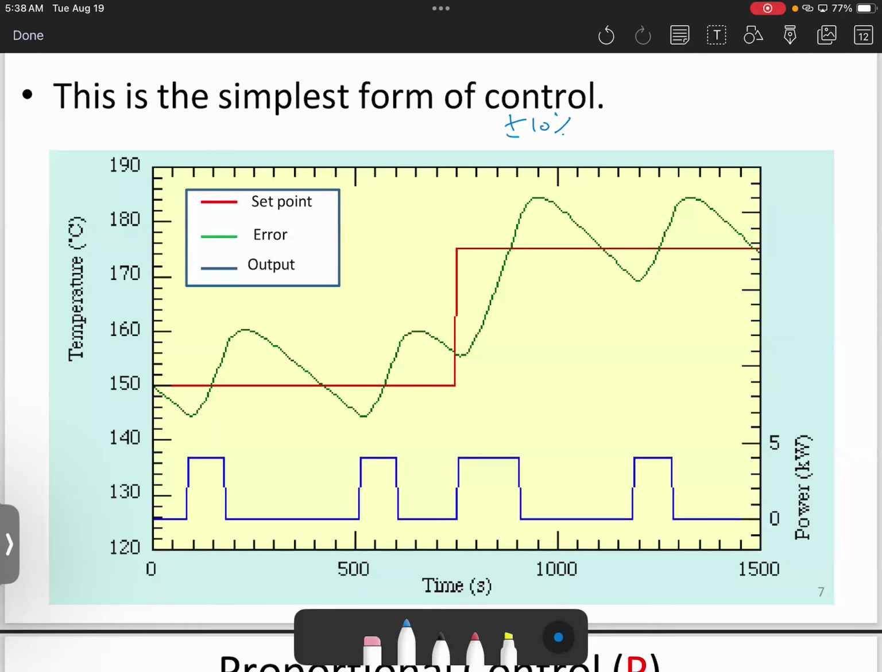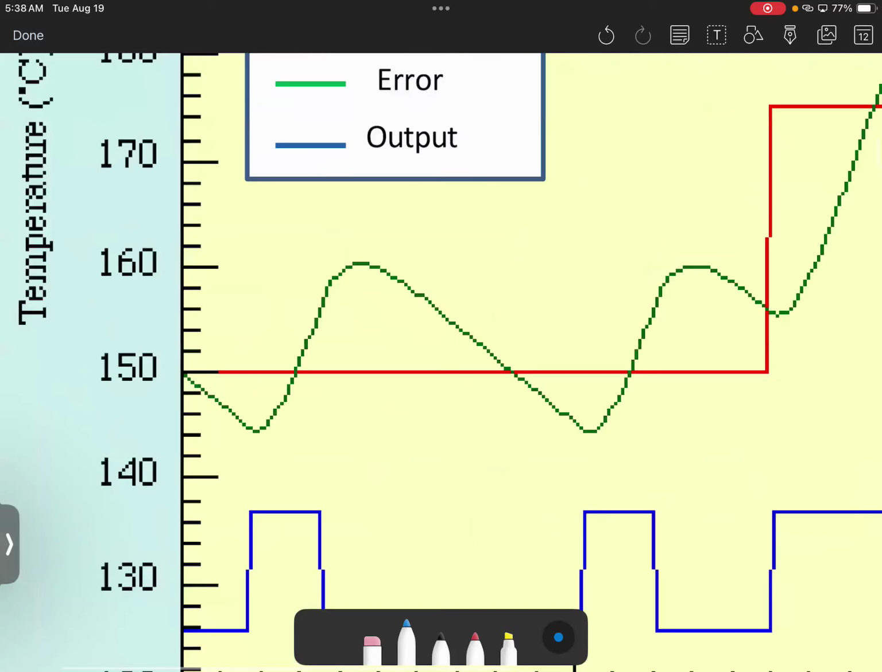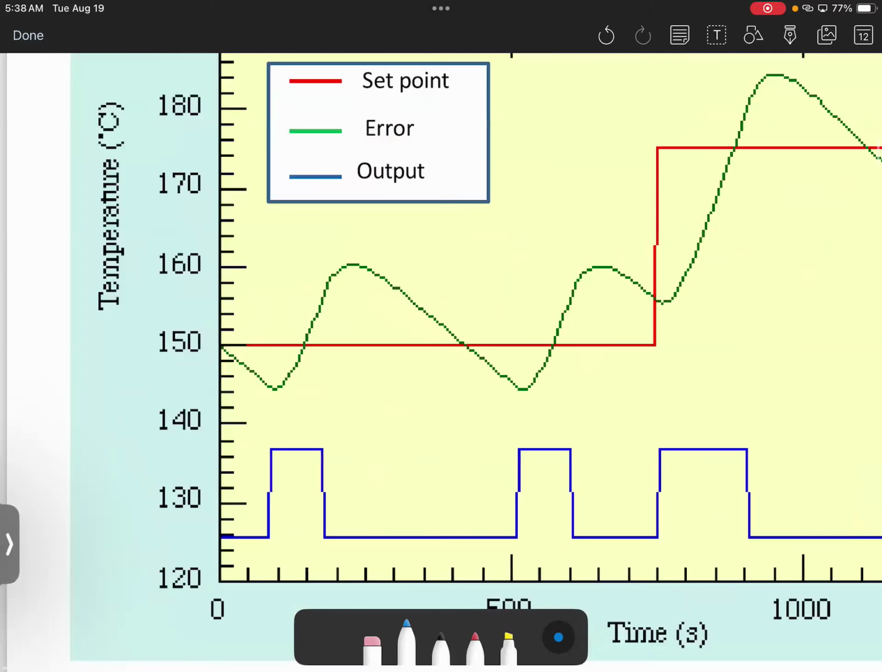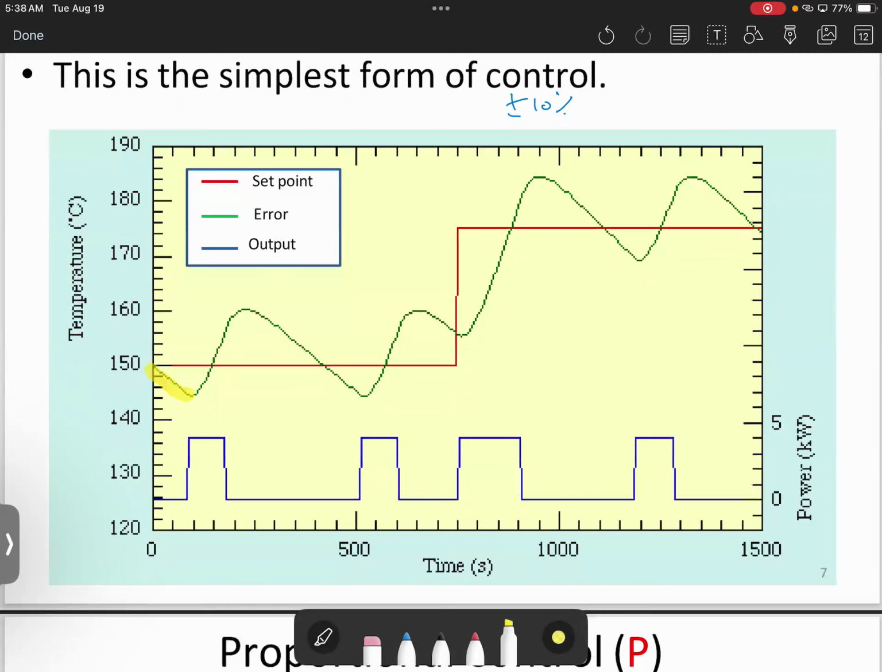The margin is plus or minus 10 degrees. So what's going on in Bang-Bang, or on-off control? If the temperature goes below 140, what's happening? The heater will start until reaching the desired plus 10. So we will say the desired is, for example, 150. Then I would say if it reaches below 140, on. When it's reached more than 160, off.